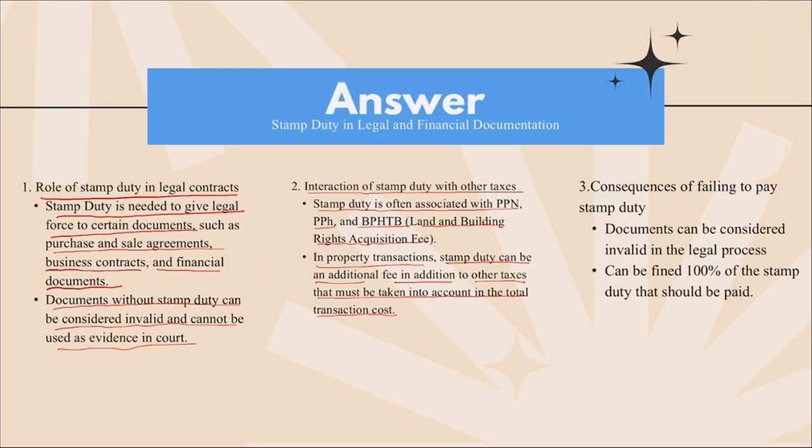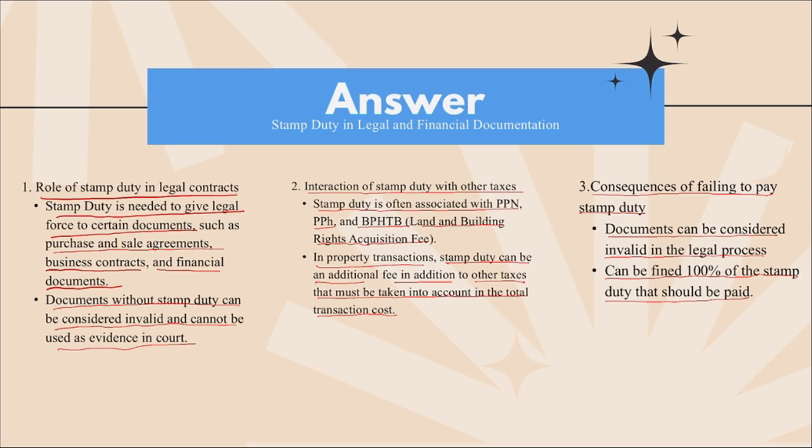And the last is companies must understand when and how stamp duty should be used to avoid potential legal and tax administration problems. After that, there are some consequences that must be faced for failing to pay stamp duty. The first consequence is documents can be considered invalid in the legal process. And the second consequence is being fined 100% of the stamp duty that should be paid.